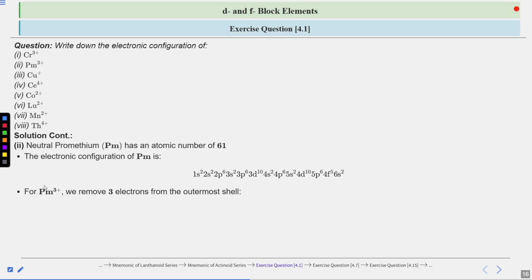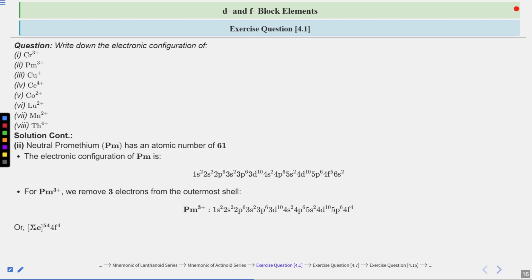Now you have to get the electronic configuration of promethium 3 positive. A 3 positive charge means 3 electrons are going to be removed from its outermost shell. So 3 electrons, 2 from 6s2 and 1 from 4f5. So promethium 3 plus electronic configuration will become 1s2, 2s2, 2p6, 3s2, 3p6, 3d10, 4s2, 4p6, 5s2, 4d10, 5p6 and 4f4, because 2 are released from the 6s2 and 1 is released from 4f5. So the remaining will be 4f4.